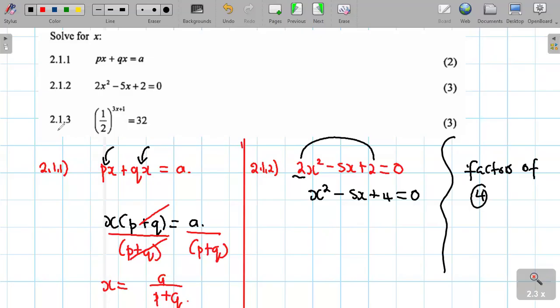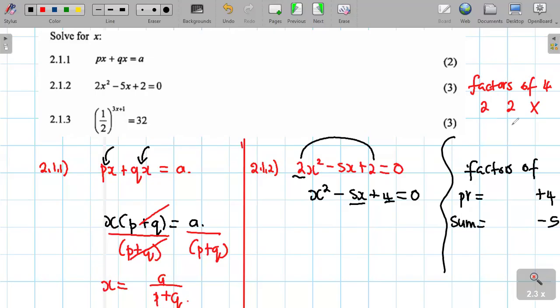I want positive 4, so let me make a note. Number 1, the product: when I multiply, I should get positive 4. Number 2, the sum: when I add them, I should get negative 5. What are the factors of 4? Let's list factors of 4. I have 2 and 2. 2 times 2 will give me 4, but when I add them, it doesn't give me negative 5. This one is out.